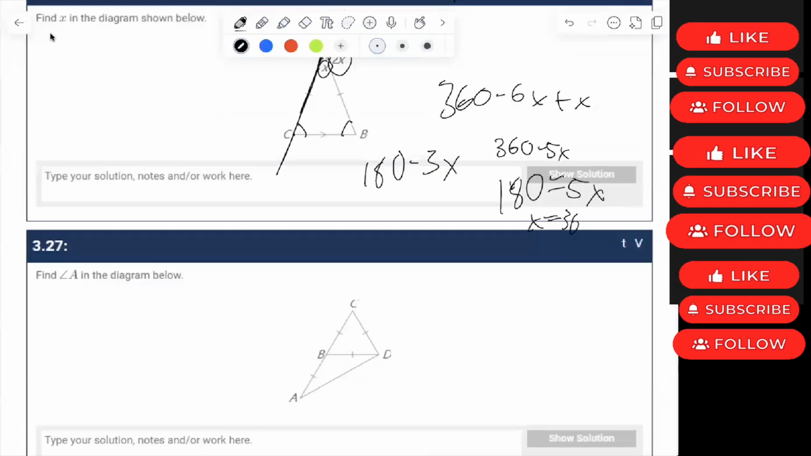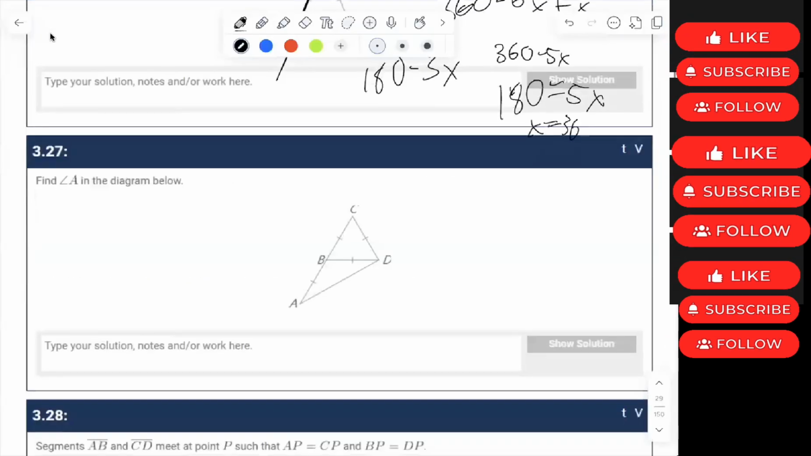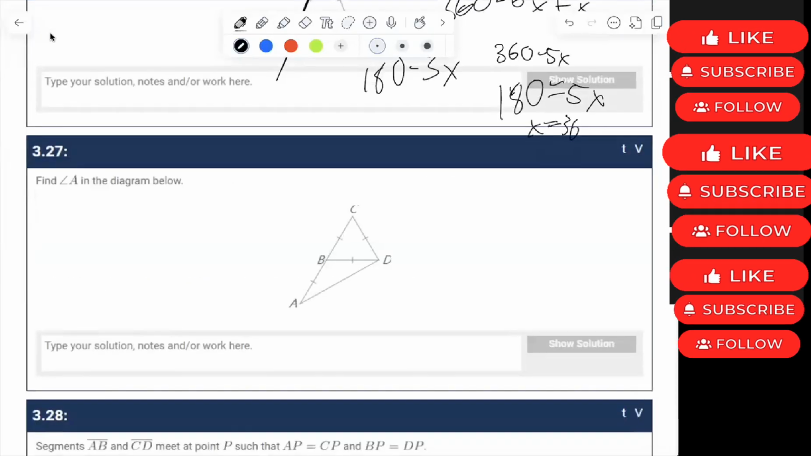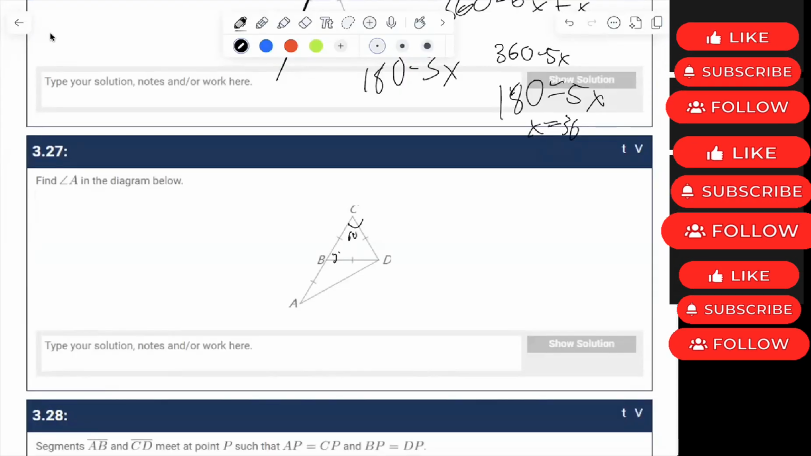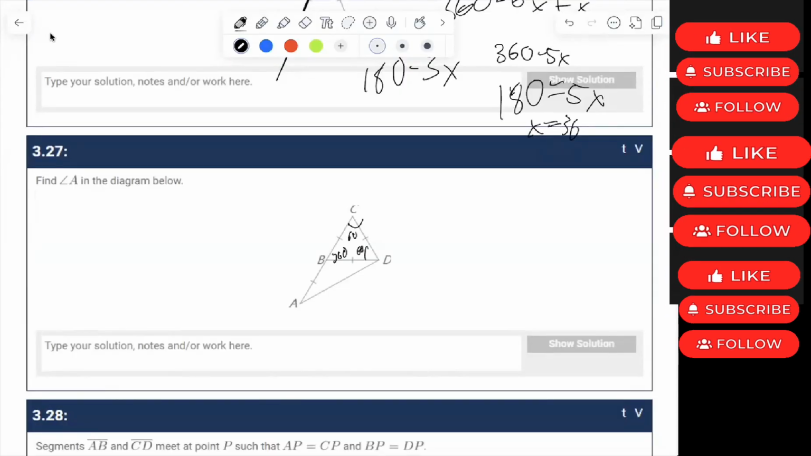All right, let's get started with this question. Clearly, this is an equilateral triangle. We want to make use of any angles we see here. This is an equilateral triangle, so this is 60 degrees. This is also 60, and this is also 60.